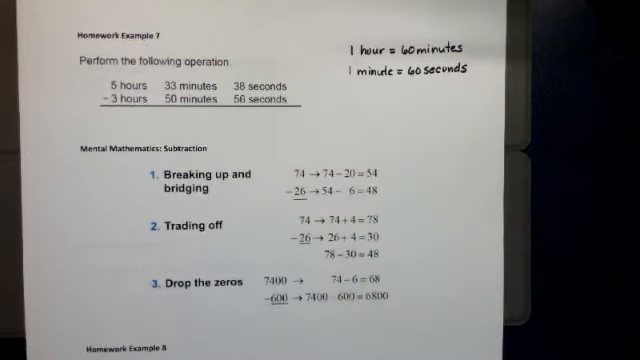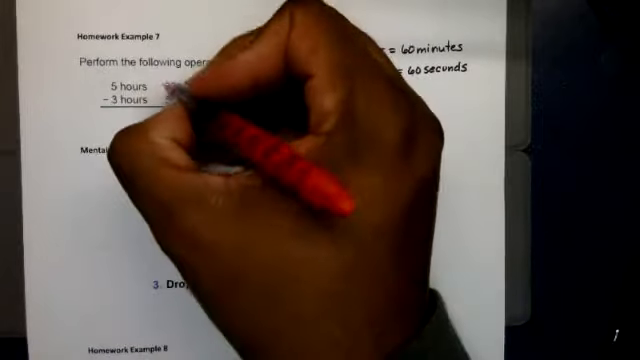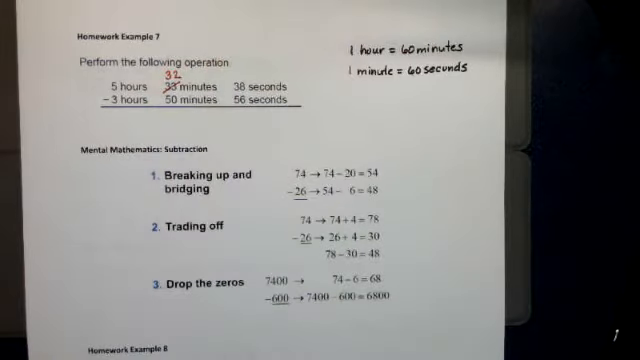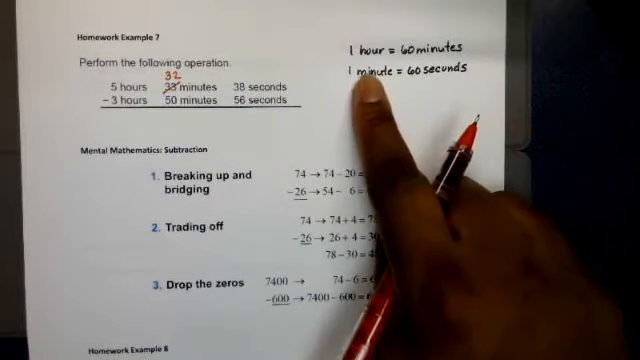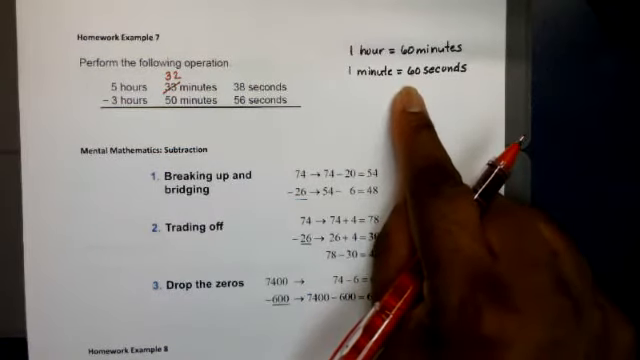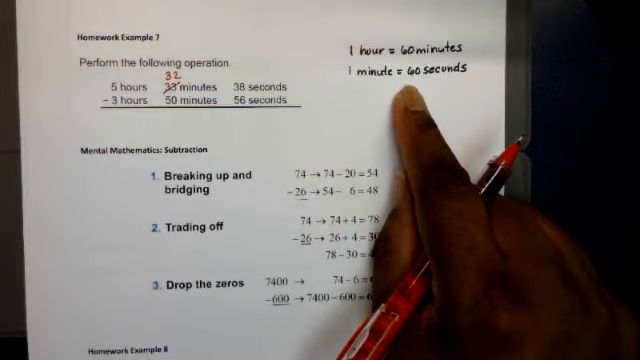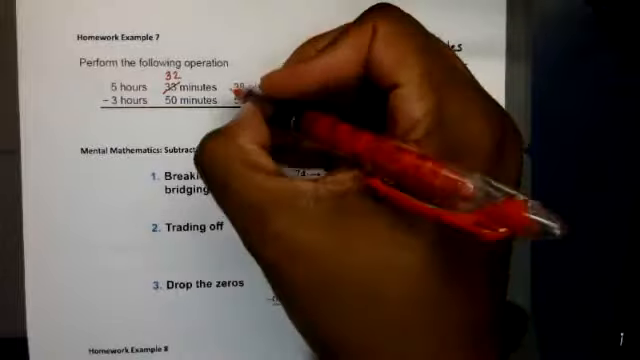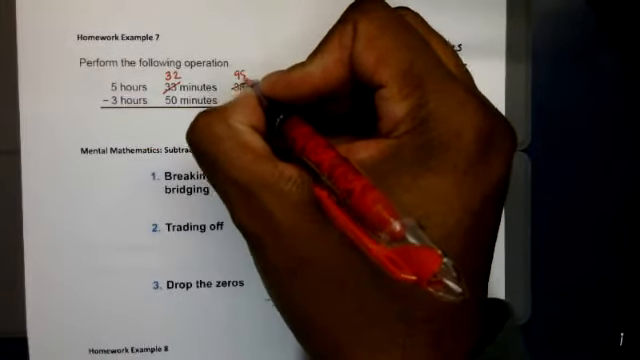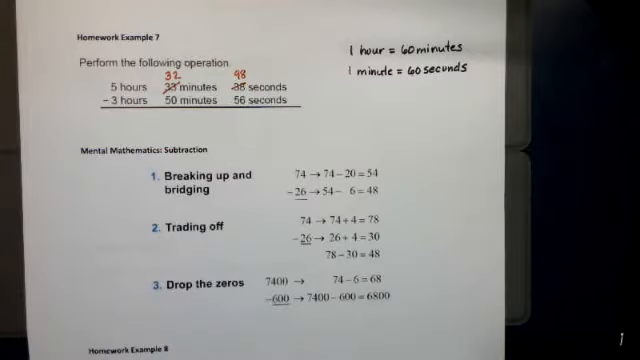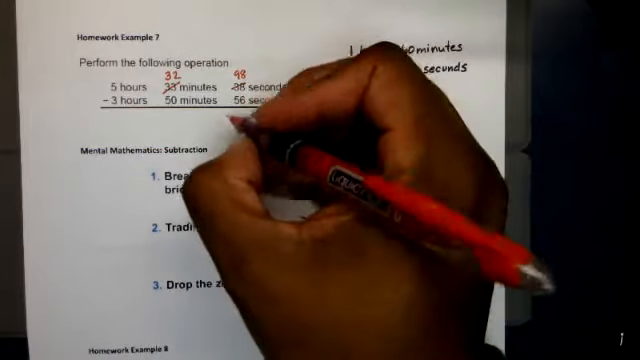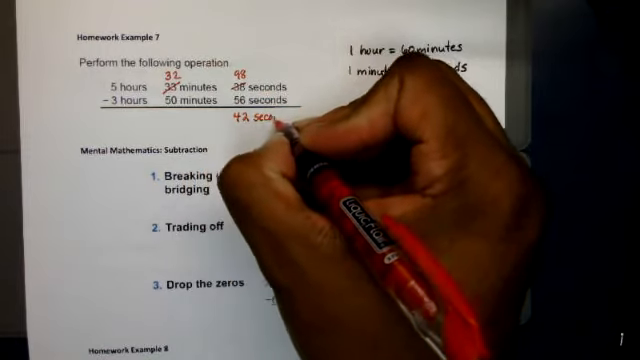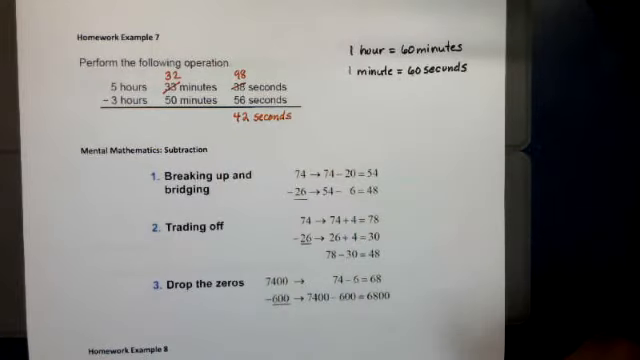So I need to do a little regrouping by trading one of the minutes in 33 minutes, which would be 32 minutes. Now, of course, 1 minute is 60 seconds. So that 1 minute that I'm trading converts to 60 seconds. I'll add the 60 seconds to the 38 seconds. This will be 98 seconds. Now, if I subtract 56 from 98, that will be 42. So it'll be 42 seconds.